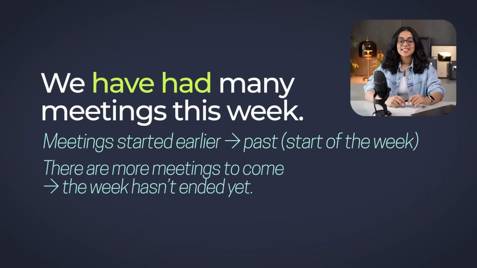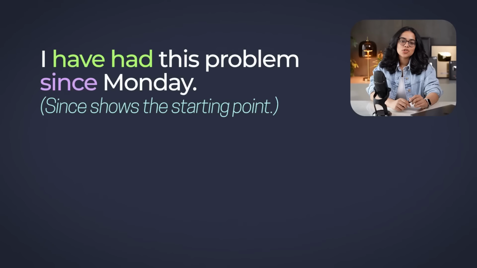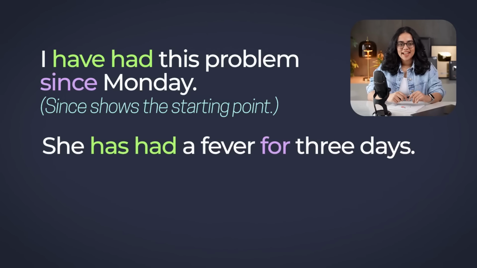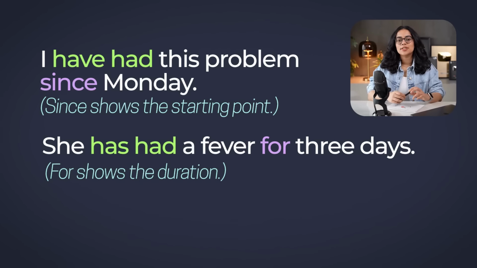So remember, has had or have had is used to talk about a past experience that is connected to the present. This means the challenges or actions started earlier, the impact still matters today. Here's another example. I have had this problem since Monday. So here since shows the starting point. She has had a fever for 3 days. Now here for shows the duration. So with such structures, we often use since and for. They are mainly used to show a starting point or a duration.